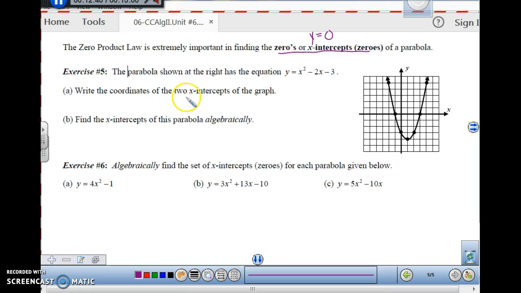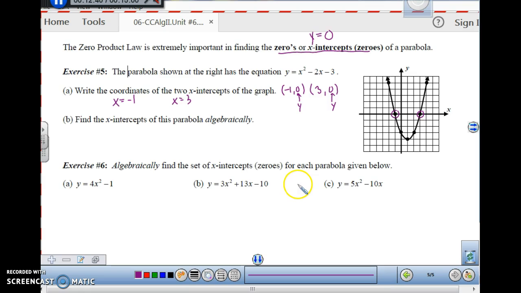So if I look at the two x-intercepts on the graph, here's my x-intercept. It would be right here and right here. Now, those coordinates are actually at x equals -1 and x is equal to 3. All right, now technically, those are the 2 points, (-1, 0) and (3, 0), because y is equal to 0 at the x-intercept.